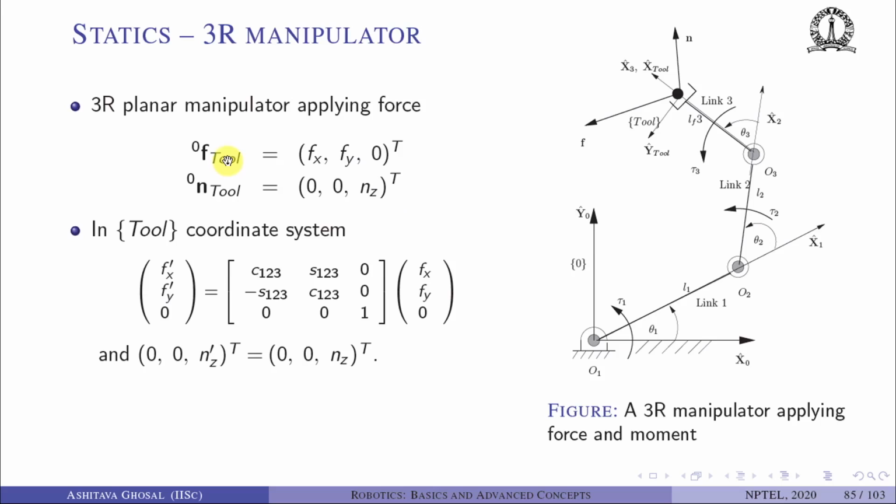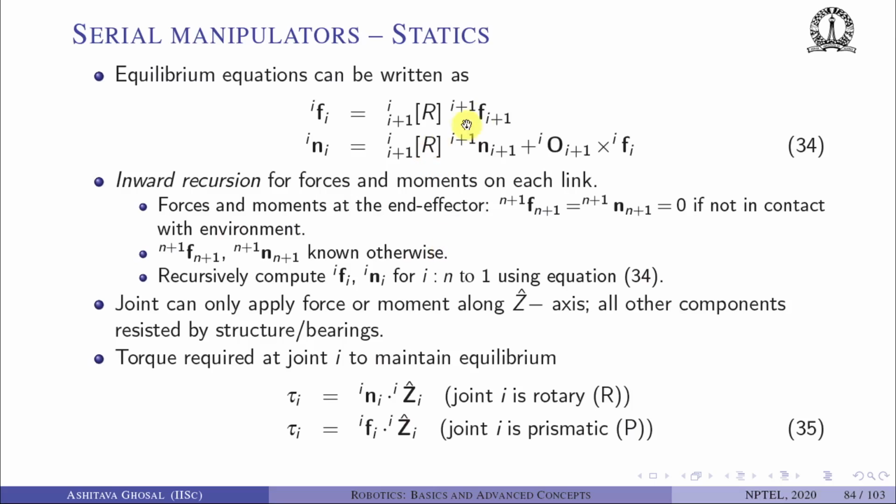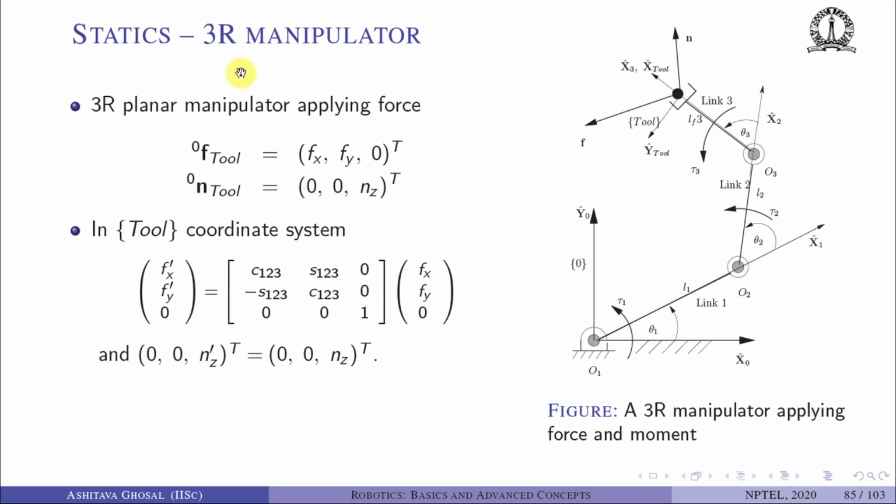So first thing to do is we want to convert this force and moment into the tool coordinate system. Okay, because remember, we need i+1 N i+1 and i+1 F i+1. So we need the force in its own coordinate system, the moment in its own coordinate system. Okay, so how do we do that? Let's call those forces Fx prime, Fy prime, and 0. We have to pre-multiply by a rotation matrix. So instead of writing it in the 0 coordinate system, we can write it with respect to the tool: the rotation matrix from tool to 0 times the force will give me the force in its own coordinate system.